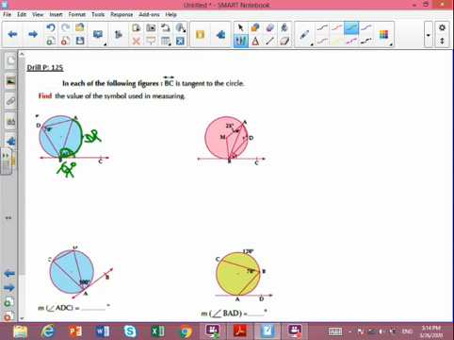Or I can get X first. X equals exactly angle D, because the angle of tangency equals the inscribed angle subtended by the same arc, so it will be 70, and arc AB will be double it, which is 140.